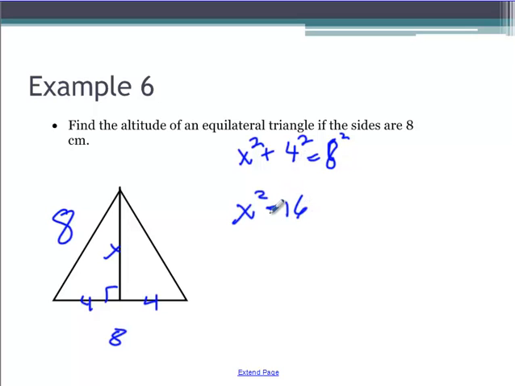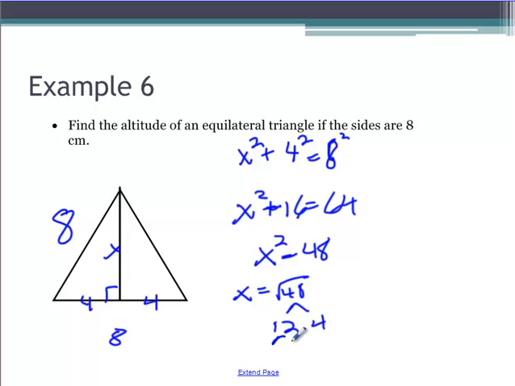4 squared is 16, 8 squared is 64, 64 minus 16 gets me 48. So x squared equals 48. x is the square root of 48. So I'm going to make a factor tree. Going into 48 is 12 and 4. Going into 12 is 4 and 3.